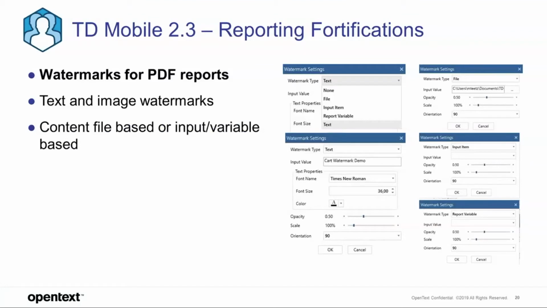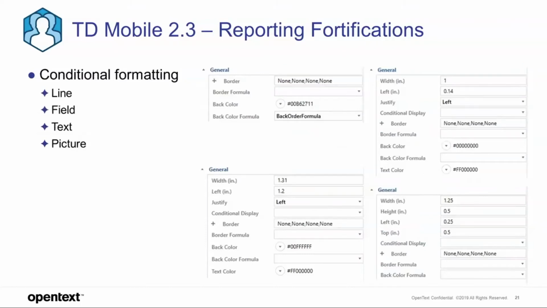You can now use watermarks for PDF reports. You can use text and image watermarks. The content can be file-based or it can be coming through an input variable. And you can see there we have many formatting options. You can set an opacity, an orientation, a size. So there are many things that you can do with these watermarks and design them just as you need them on your report pages.